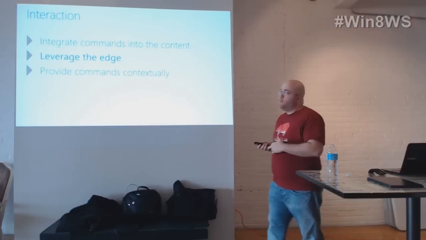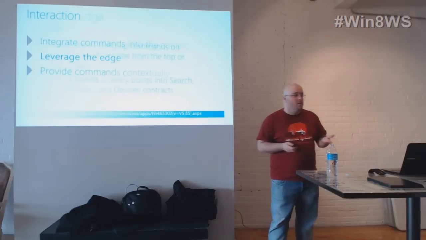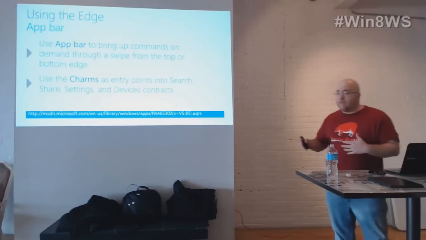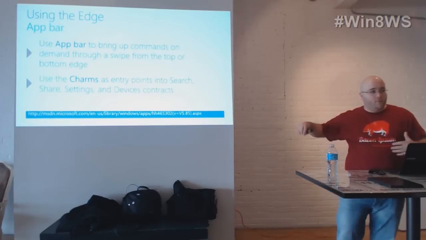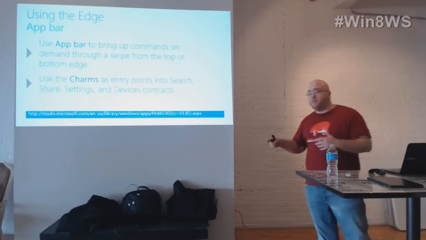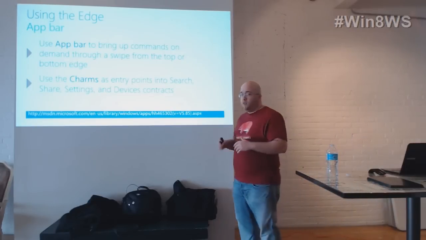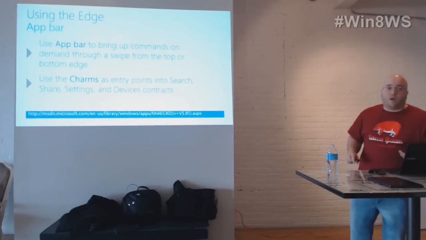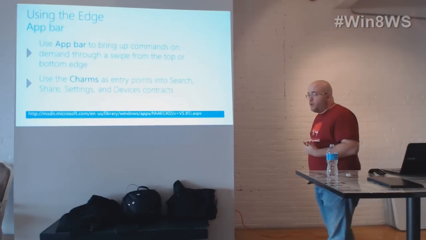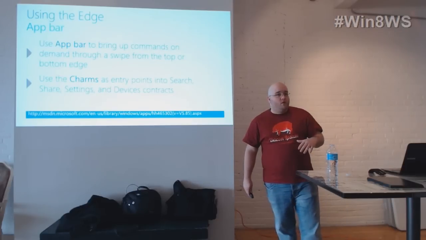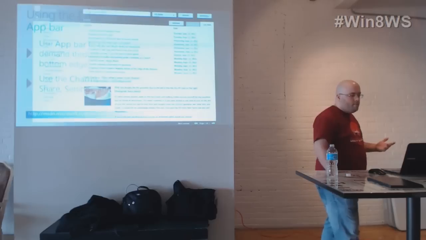Another thing is about leveraging the edge. So you know that in Windows 8, I've shown you a little bit this morning, you have the charm bar. You know the bar that I'm showing you when I swipe from right to left on the right side of my screen, or I do this with my mouse on the bottom of my screen. And I also have the app bar. The app bar is where I'm going to put all my commands from my application that I don't need to display all the time.